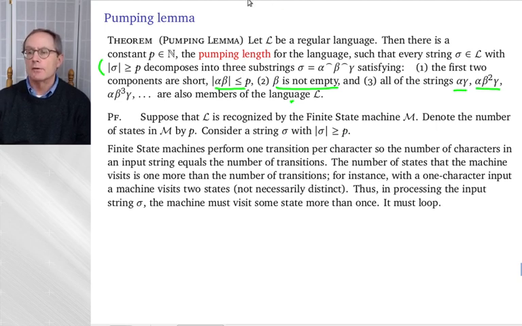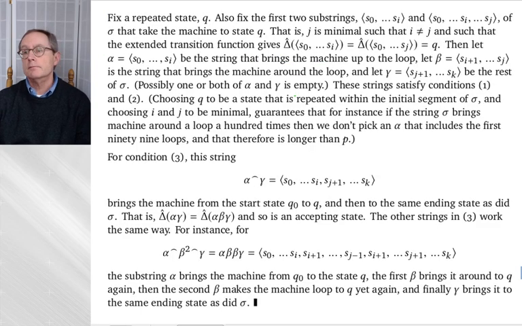So if you have a string, sigma, that is of length greater than or equal to p, there's p plus 1 states visited, not necessarily unique states visited, so some state gets repeated. In other words, you have a loop. A loop is where you repeat at least one state. Okay, so we have a loop, then the rest is just a question of writing down what we wrote down in the example.